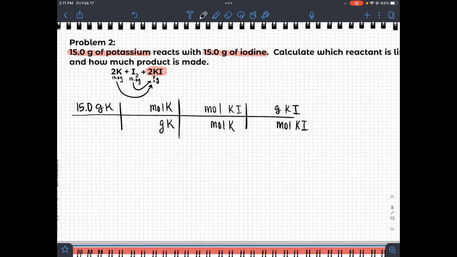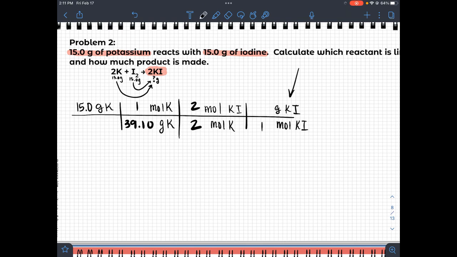Okay, let's fill in our numbers. The middle ratio is mole to mole. We use the coefficients. For KI and K, they have a coefficient of 2. So I'm going to put a 2 on both of those. 2, 2. My other conversions are moles to grams. I use 1 mole equals the molar mass grams. So I put my 1 in front of the moles. Let's start with the potassium down here. The molar mass is just straight off the periodic table. Potassium is 39.10.